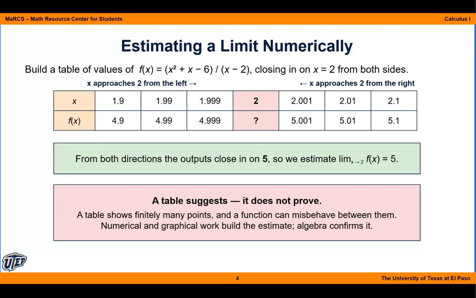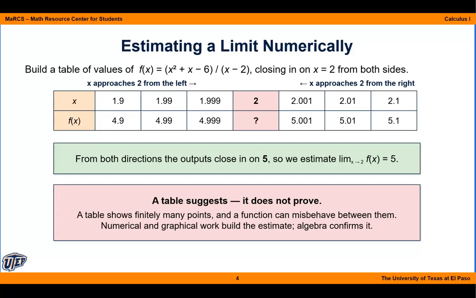We can also see this behavior numerically by constructing a table. On the left side of the table, the x values approach 2 from below. When x is 1.9, the function value is 4.9. As x moves closer to 2, the outputs move closer to 5. We see 4.99 and then 4.999.